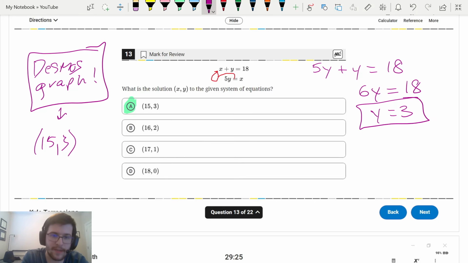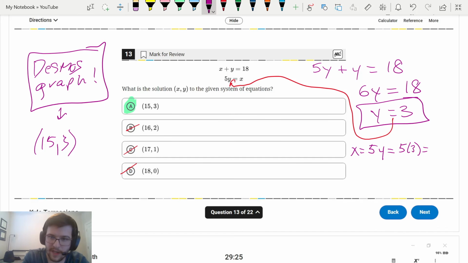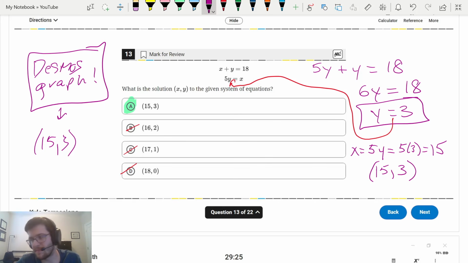Okay, right away, we see that the only one with 3 as a y value is A. If you wanted to find the x value, you could plug it back in here. So x equals 5y, which equals 5 times 3, and you would get 15. So we still get 15 comma 3. Again, I think using Desmos, especially if I'm nervous on test day or something, for these questions is just so much easier.